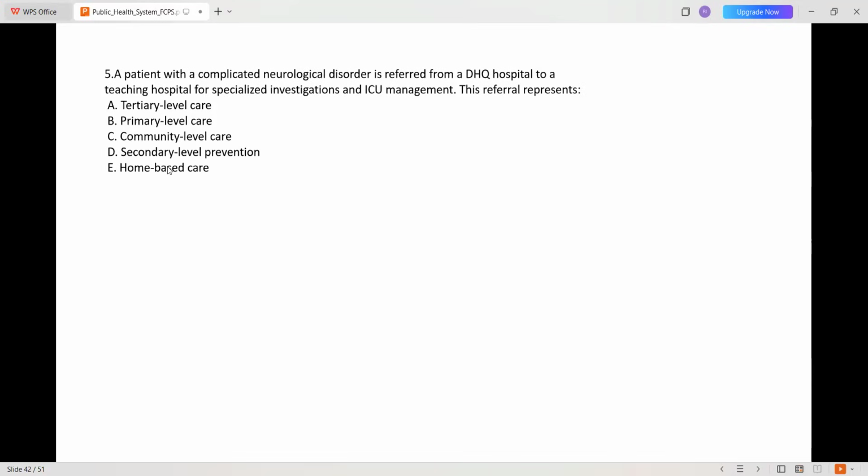MCQ number 5. A patient with a complicated neurological disorder is referred from a DHQ hospital to the teaching hospital for specialized investigation and ICU management. This referral system represents: A, tertiary level care, B, primary level care, C, community level care, D, secondary level prevention, E, home-based care. A is the right option.